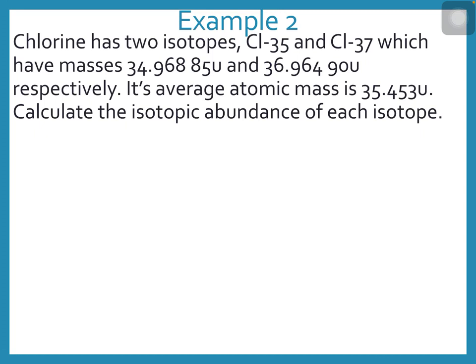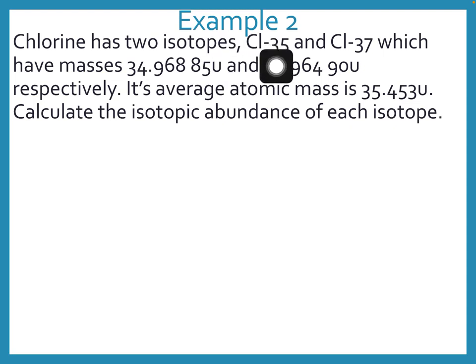So we're going to calculate the isotopic abundance of each isotope. Isotopic abundance means how much, for each isotope. So what percent of the sample is chlorine-35 and what percent of the sample is chlorine-37 is what we are looking for here.